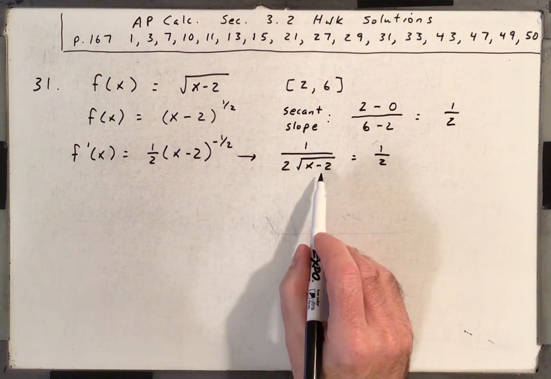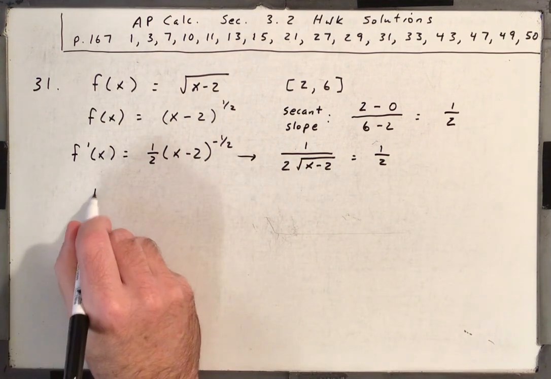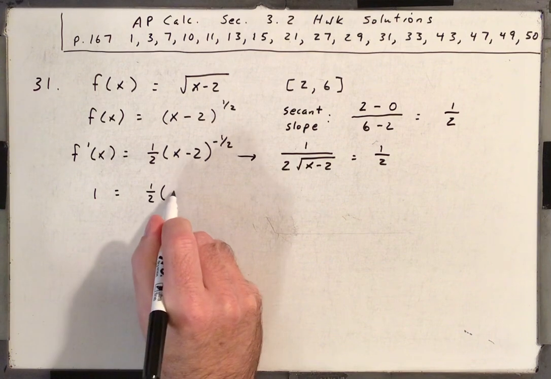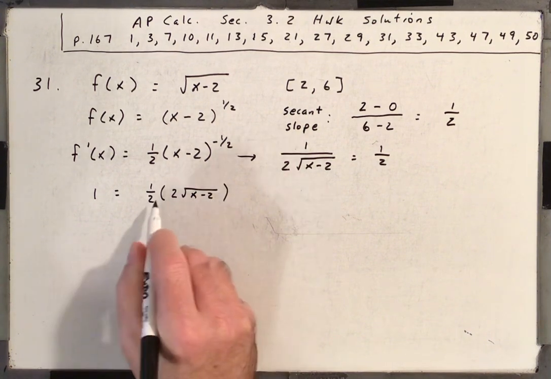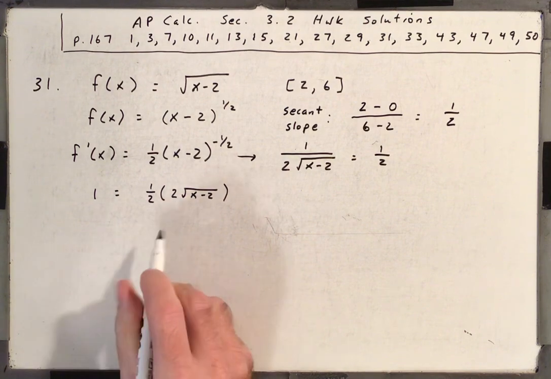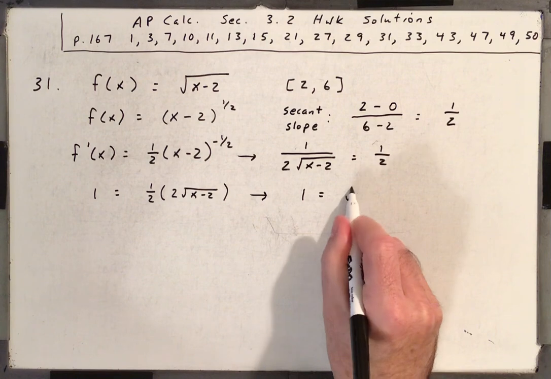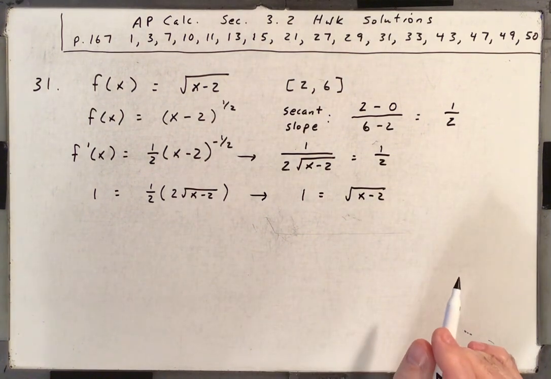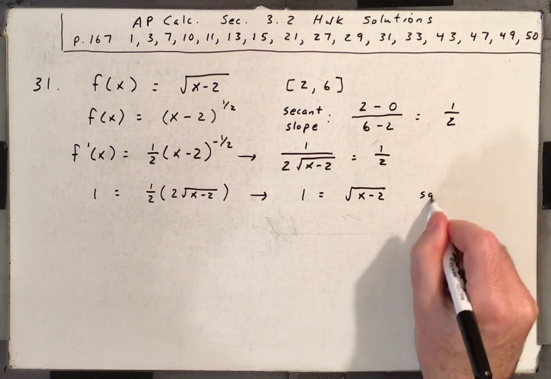All right, so let's multiply, let's move this 2 times the square root of x minus 2. So I would have 1 is equal to 1/2 times 2 times the square root of x minus 2. The 1/2 and the 2 will cancel. So I have 1 is equal to the square root of x minus 2. Let's square both sides.